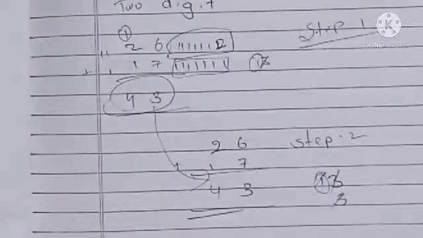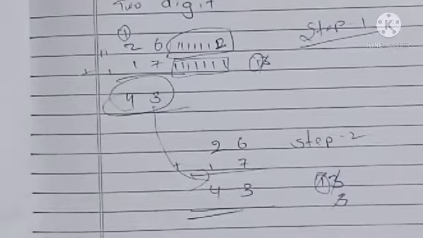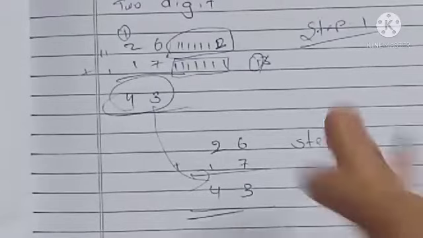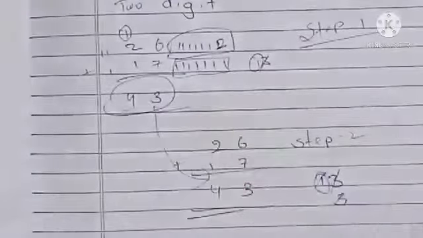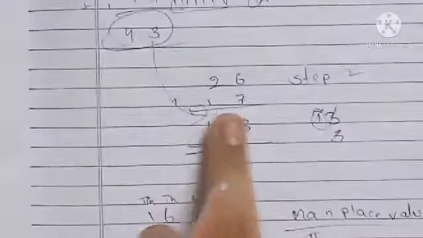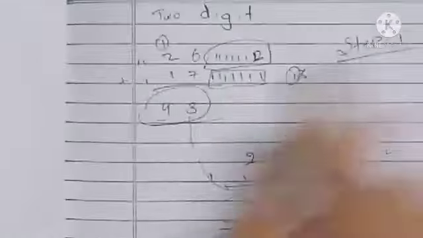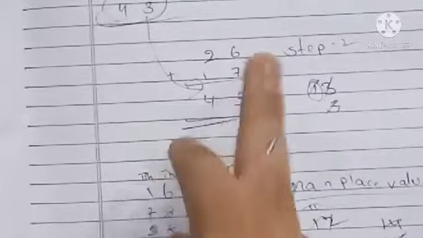Only 2-digit addition. With more digits, it is possible, but you will get confused. Now for this, another step is also there. That is here, 26 plus 17. Same number. See here, this and this are the same. Now here we got the answer as 43. Now here 26, 6 and 7. This is step 2.